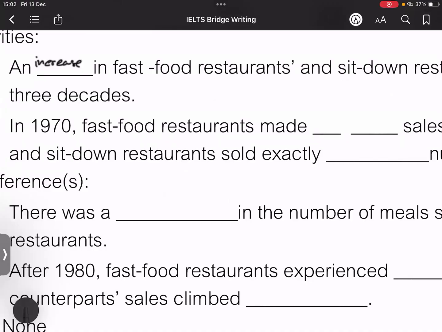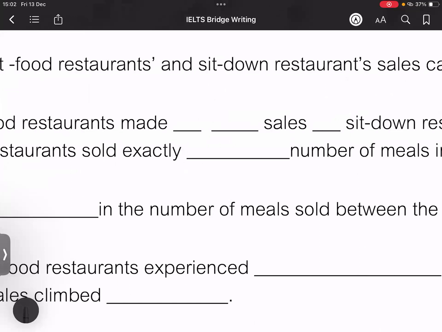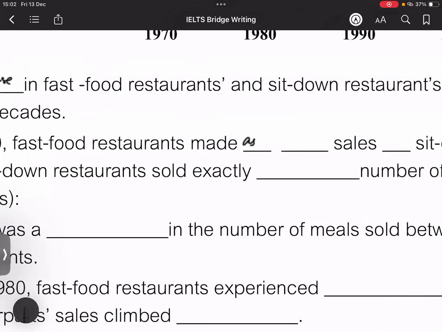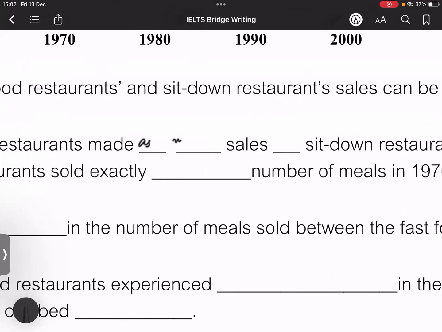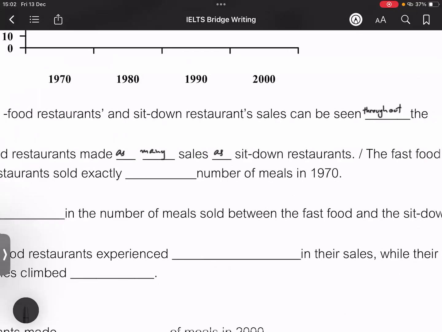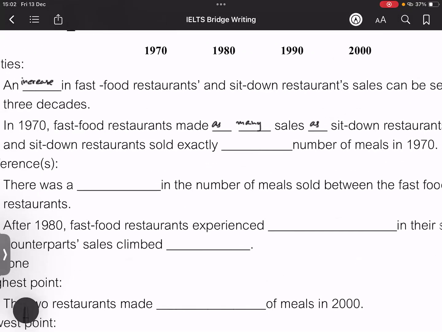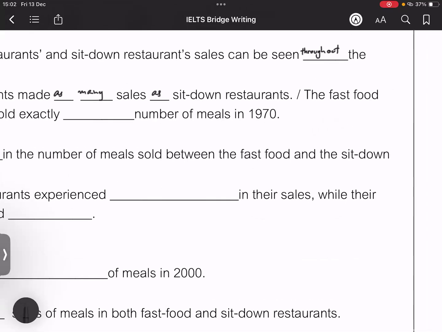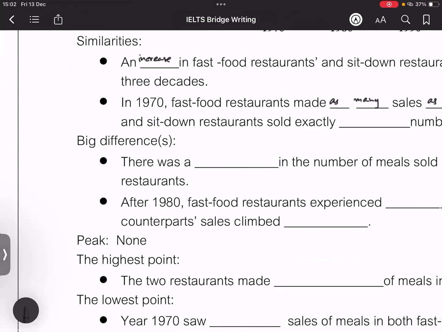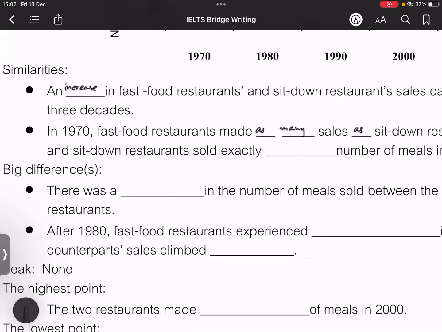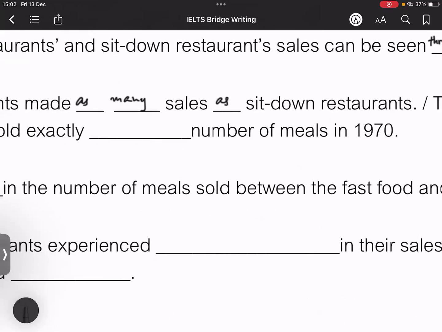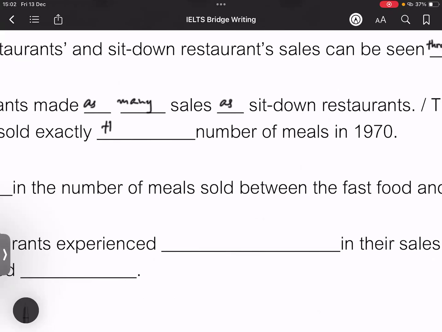In 1970, fast food restaurant made as many sales as sit-down restaurants. Okay, fast food restaurant made as many sales as sit-down restaurant. The fast food and sit-down restaurants so exactly what? Exactly the same. All right, exactly the same number of meals in 1970.